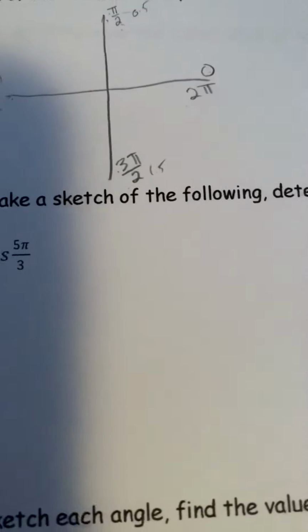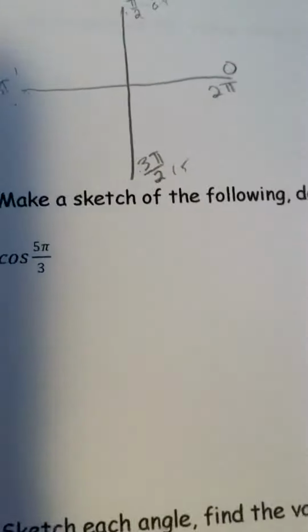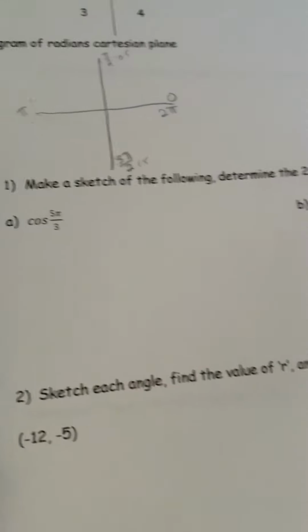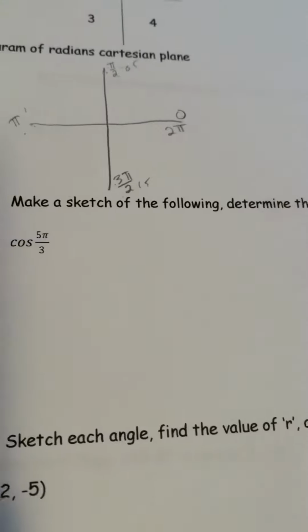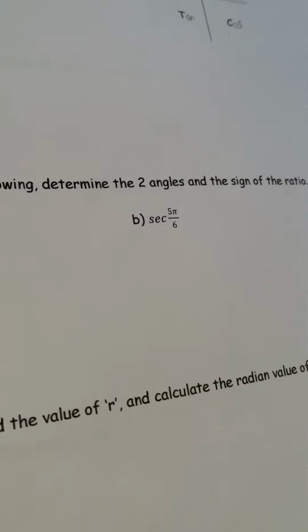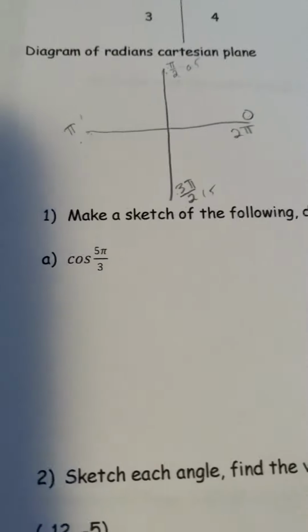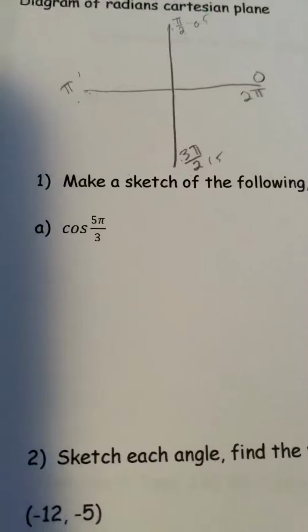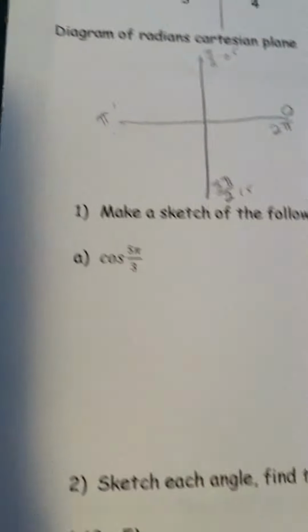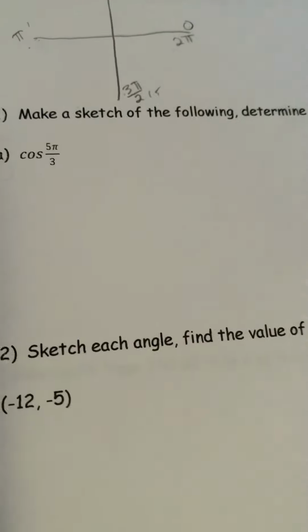Okay, so let's get to some of the questions here. First one, make a sketch of the following. Determine the two angles and the sine of the ratio. Okay, so whenever we find this, we have two angles always. Or in most cases, it's two angles.